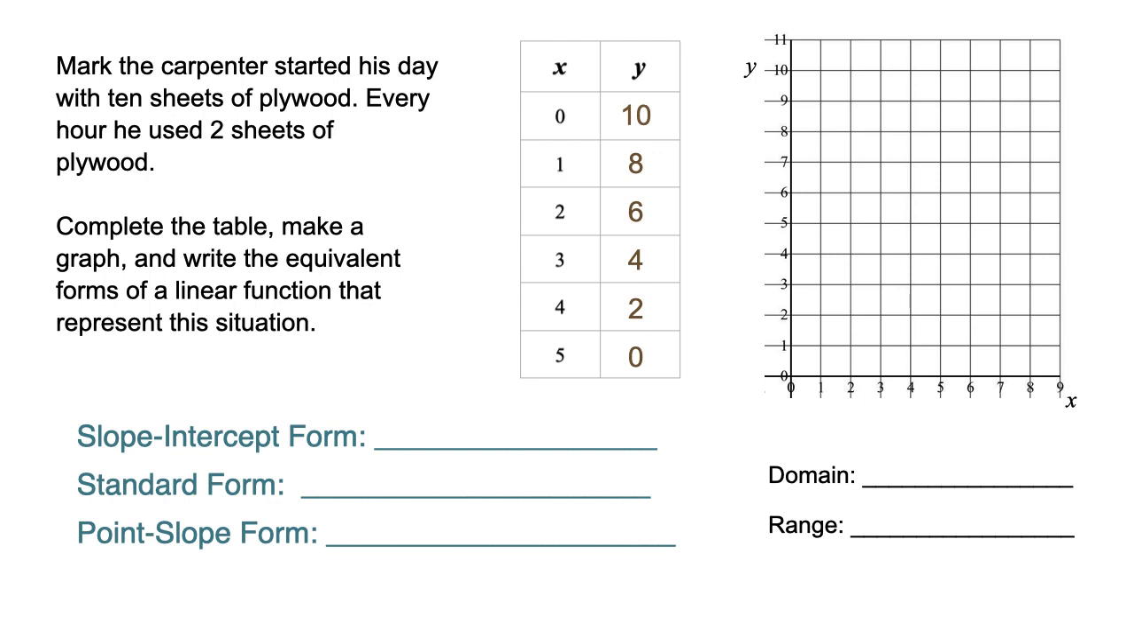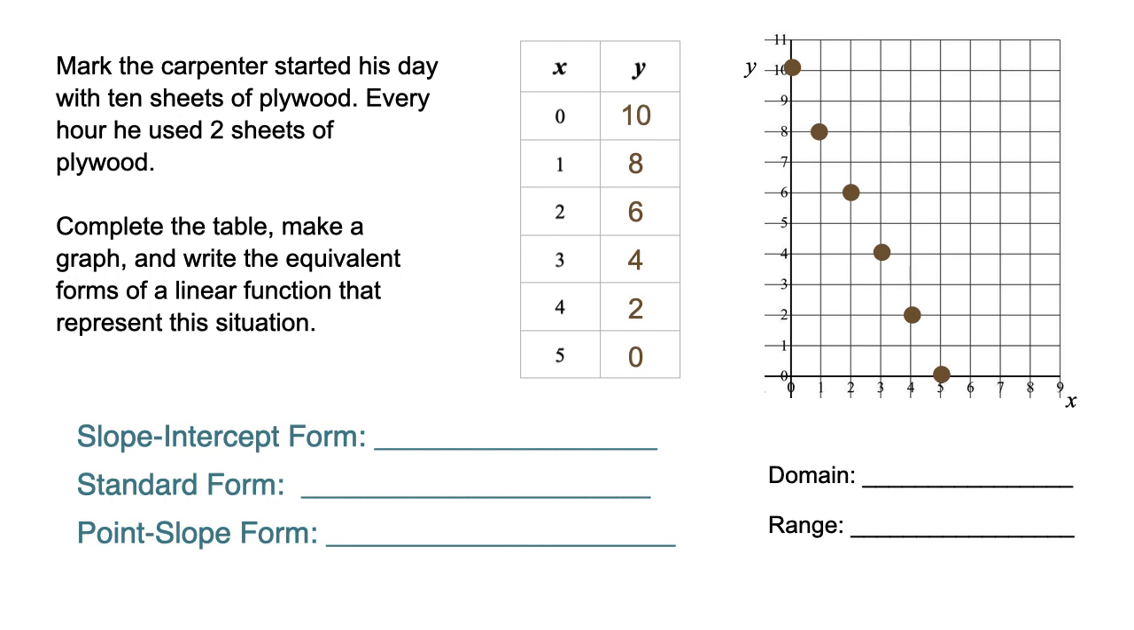Now we can take these values that are in the table, consider them as ordered pairs, and graph each ordered pair as a point on the coordinate plane, starting with (0, 10). That's our y-intercept, or our initial value. (1, 8), (2, 6). You can see that these points are going to lie in a straight line. And again, that's a characteristic of a linear function.